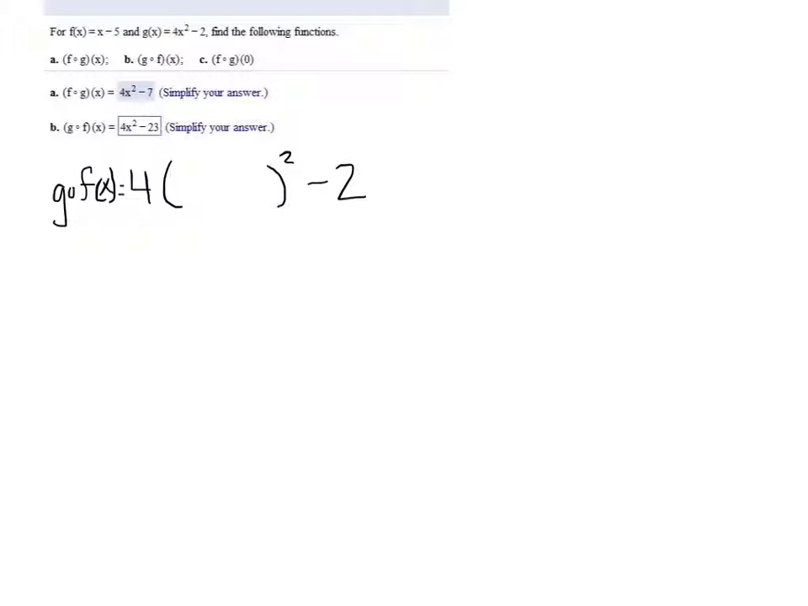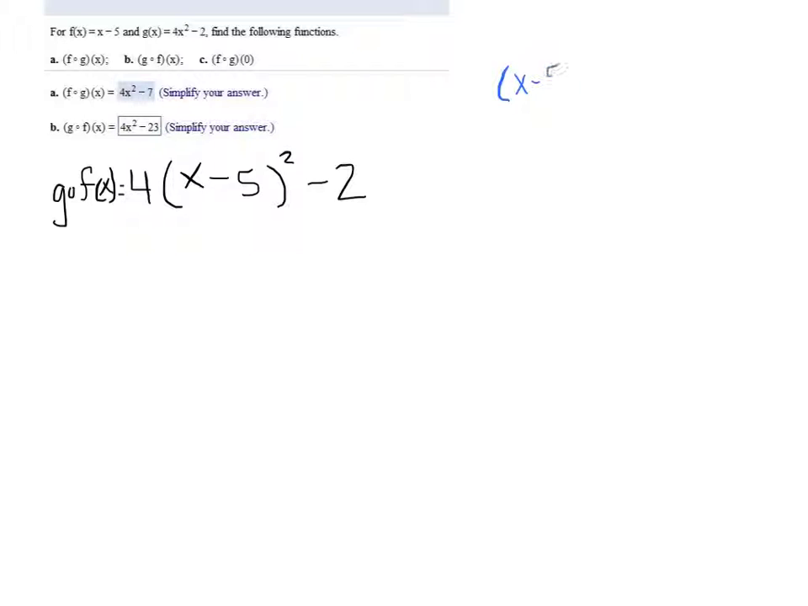Alright, to find g of f of x, the first thing I did was to write down what I have for g of x, except that I left a big space where the x is. Because what I'm going to do is take my f of x here, the x minus 5, and plug it in. So I'll put in my x minus 5 there. Now I have to square the x minus 5, and I'm going to do that to the side here.